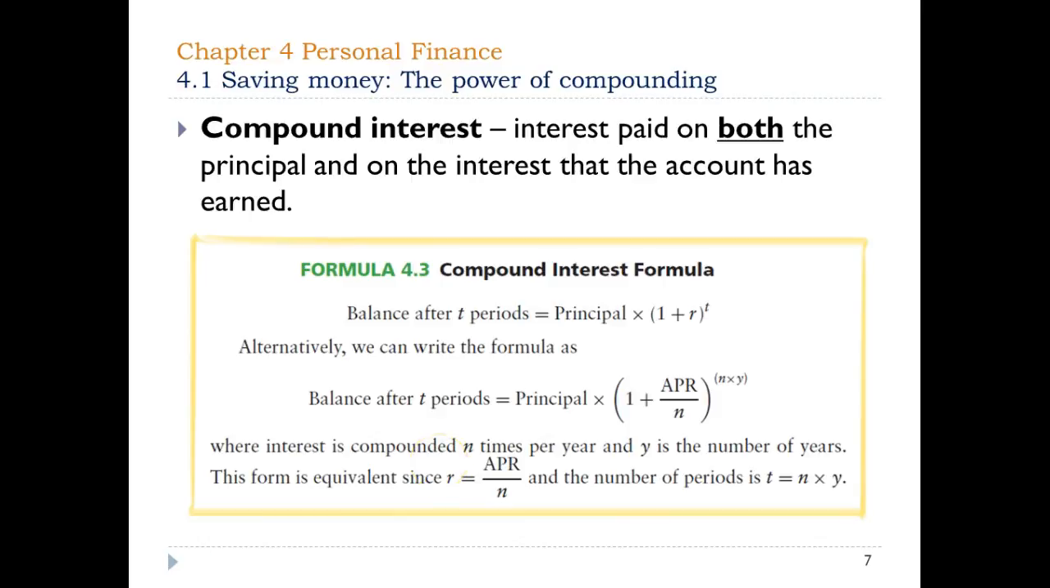Compound interest: interest paid on both the principal and on the interest that the account has earned. Compound interest formula: balance after t periods is equal to principal times 1 plus r to the power of t. Alternatively, we can write the formula as balance after t periods is equal to principal times 1 plus APR, annual percentage rate, divided by n, to the power of n times y, where interest is compounded n times per year and y is the number of years. This form is equivalent since r is equal to APR divided by n, and the number of periods is t equals n times y.